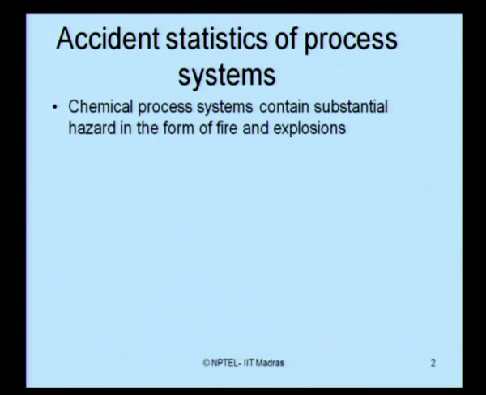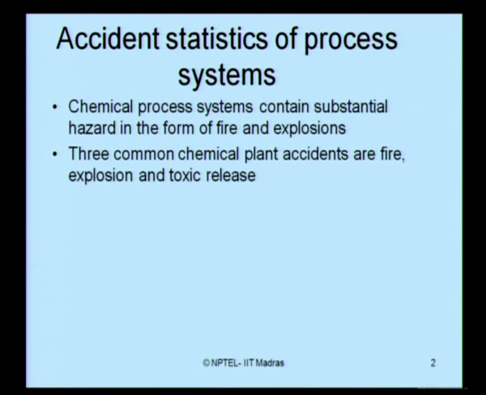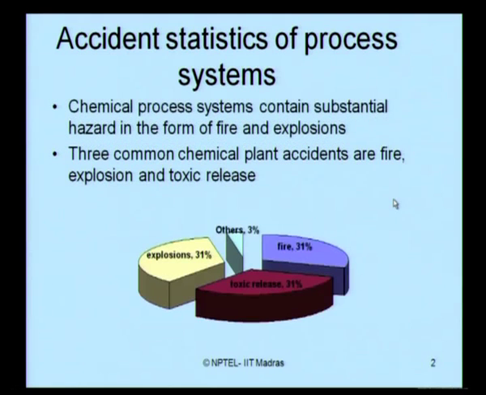Let us look quickly at the statistics of process systems like petroleum engineering industries. A chemical process system contains substantial hazard in the form of fire and explosions. Three common chemical plant accidents are generally considered as fire, explosion and toxic release. If you look at the percentage division of these accidents in the process industry, fire accidents contribute about 31% of the total accidents in the process system. Toxic release contributes about 31% again, and explosion contributes about 31% again.